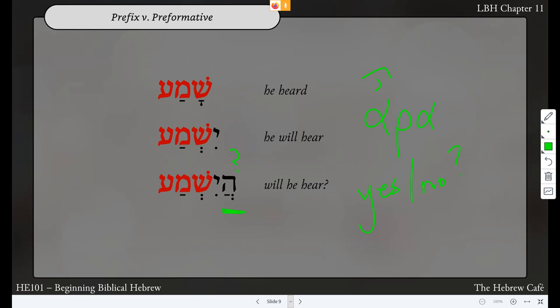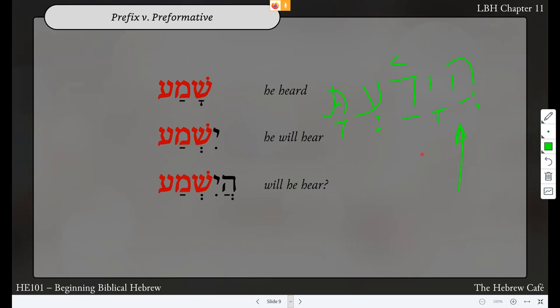Okay. So yadata means you knew. If I add ha to the beginning of it, it means did you know? Ha yadata, did you know? This is the interrogative prefix.